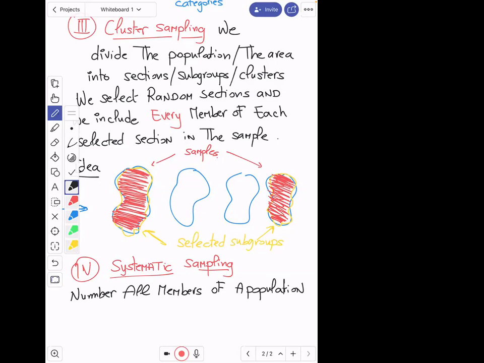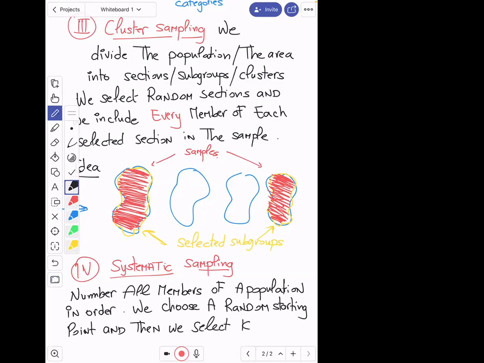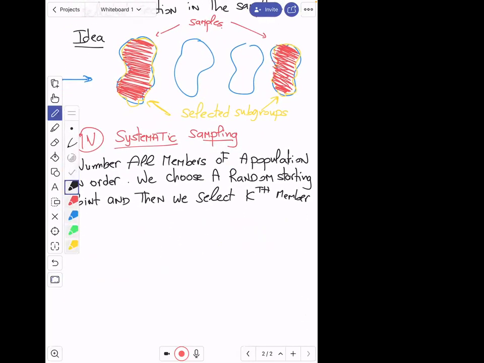So, number all members of a population, in order. And then we choose a random starting point, and then we select the Kth member. K here, guys, is just a positive integer.